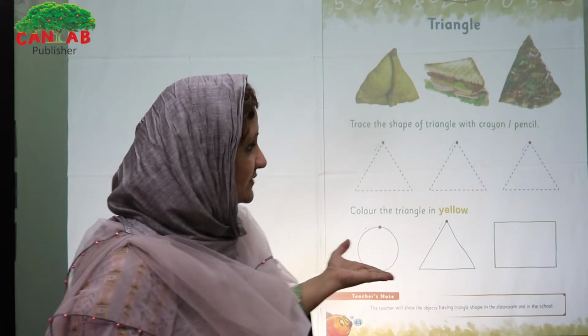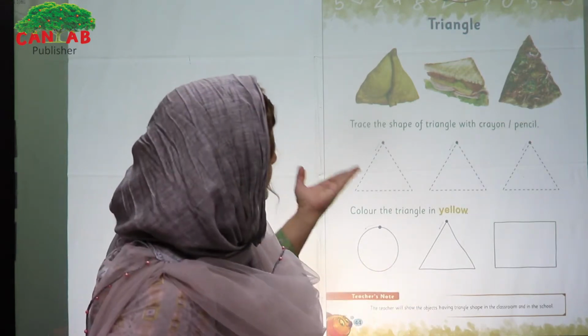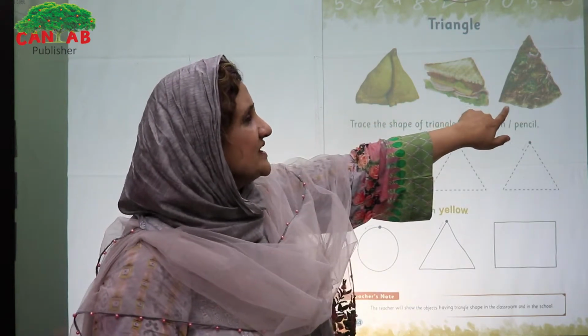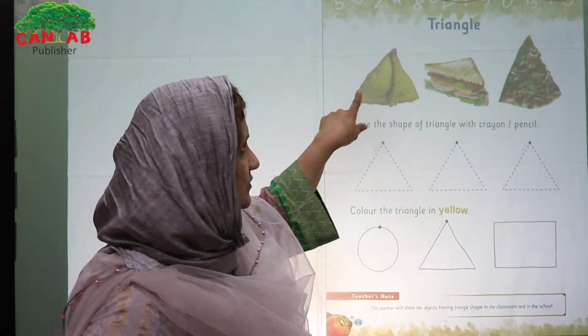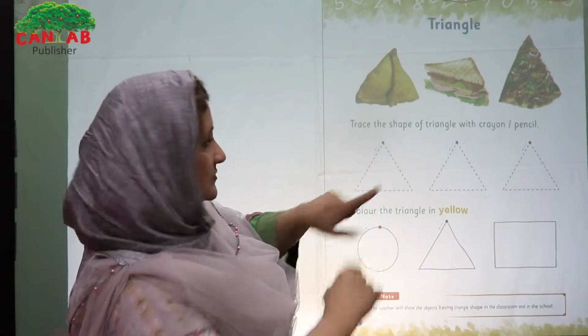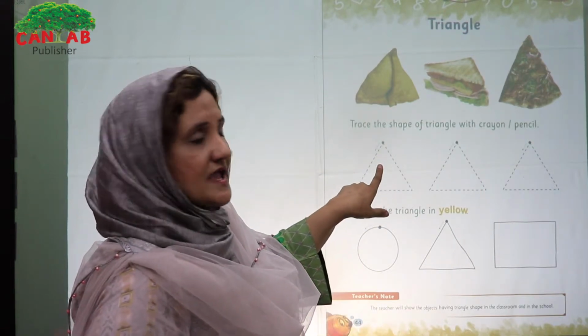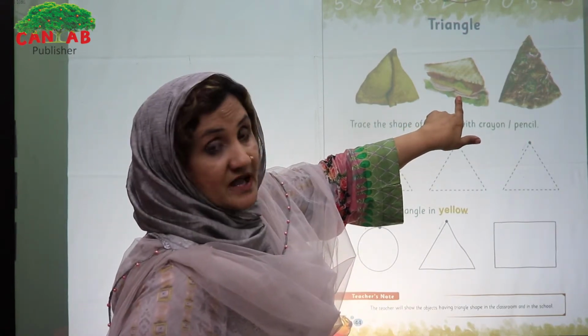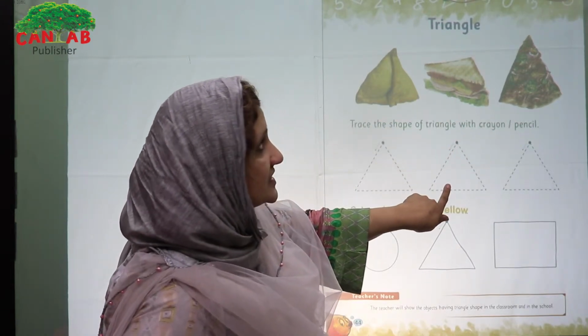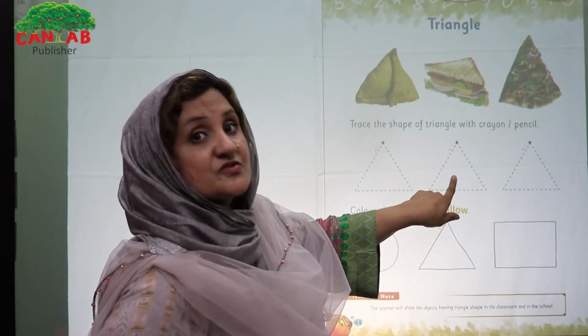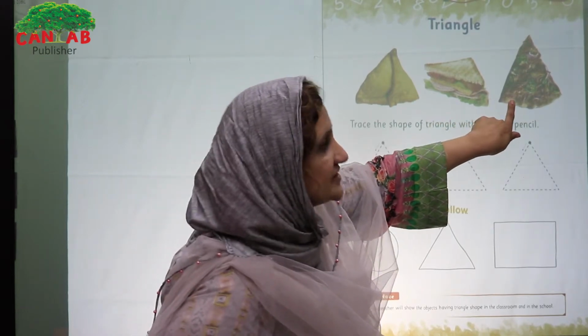Then invite them for the book walk. Ask them about the name of these things. What is this? Yummy, yummy. Samosa. And samosa is of triangular shape. Bread. Sandwich. Yes, sandwich is also of triangular shape. Triangle. Pizza.